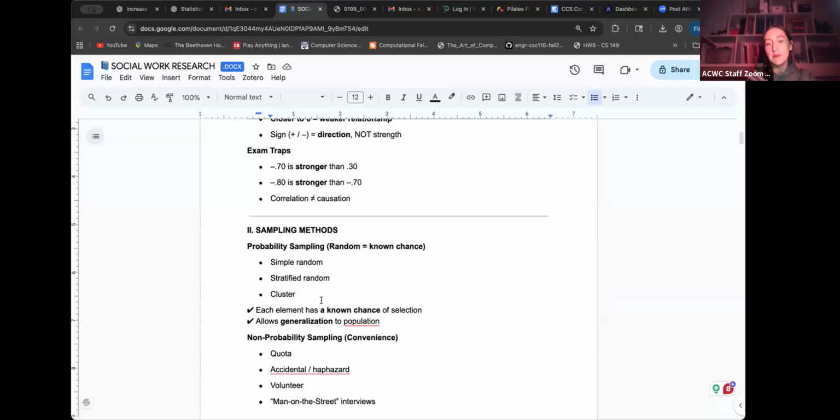So those are the three main probability sampling methods. Did that make sense right there? The simple random, the stratified, and then the cluster. What do y'all make of that? Kind of. Yeah, kind of good.